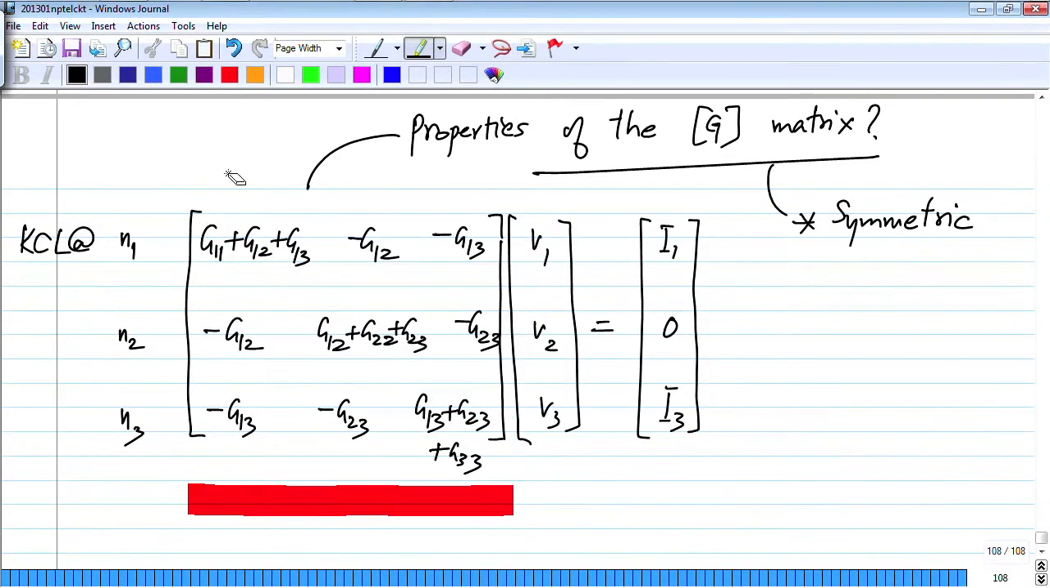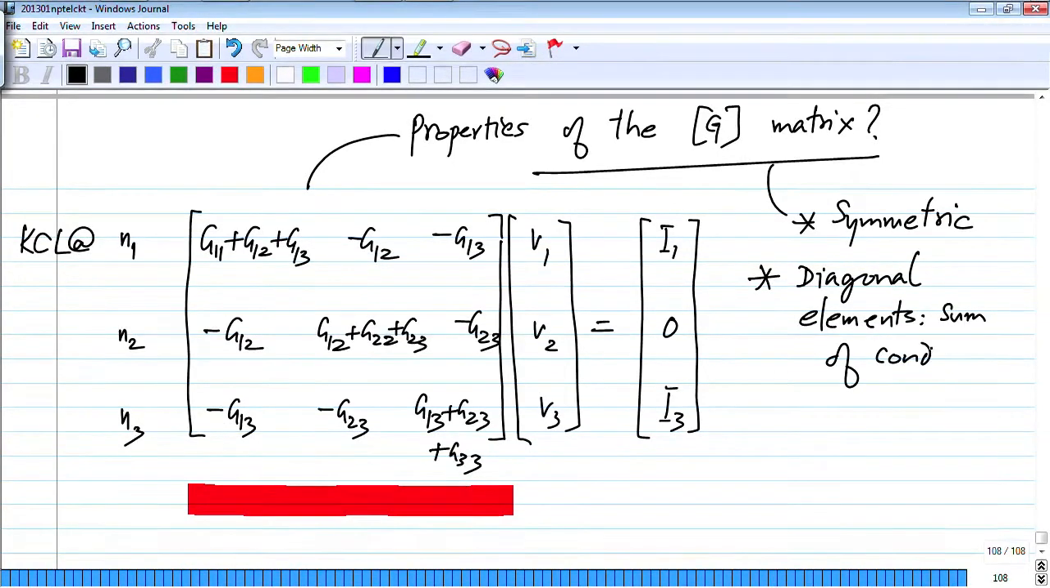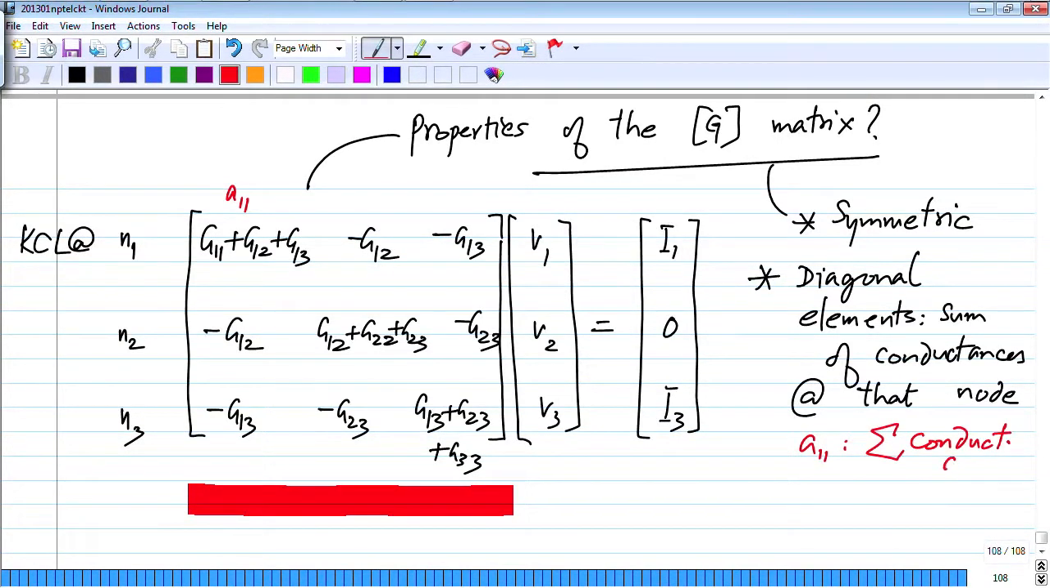And clearly, I think all of you were able to figure out correctly that the diagonal elements are the sum of conductances at that node. When I say that node, the matrix entry, this is the element A11. If I call this A matrix, A11 is the sum of conductances at node 1. Similarly, this A22 is the sum of conductances at node 2, and this is at node 3.